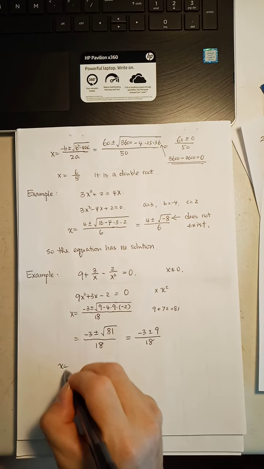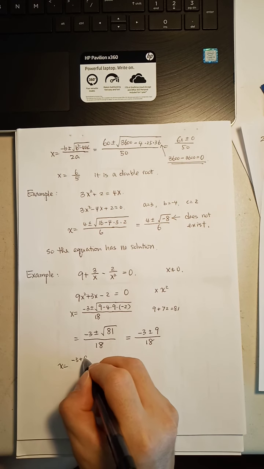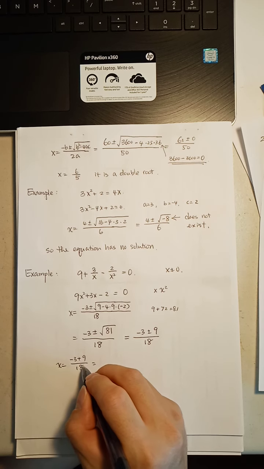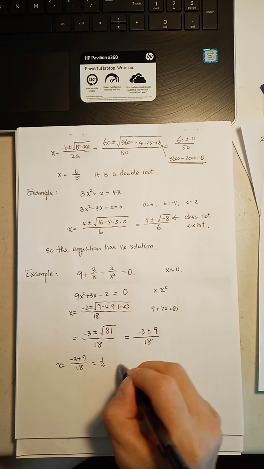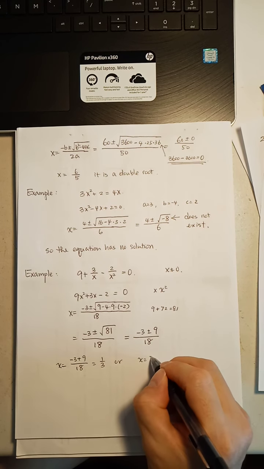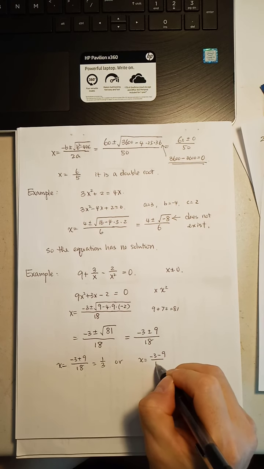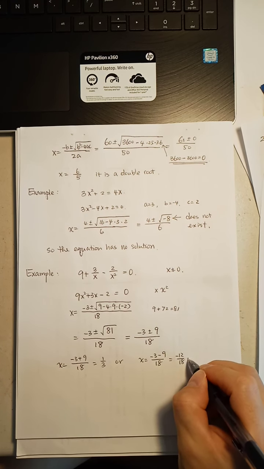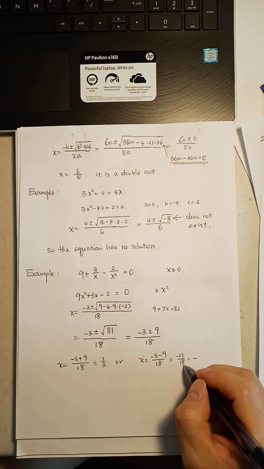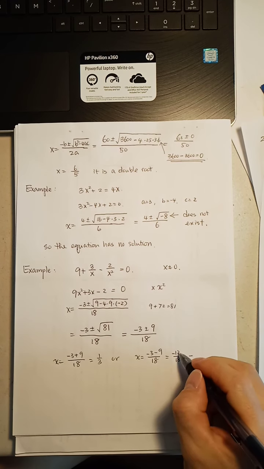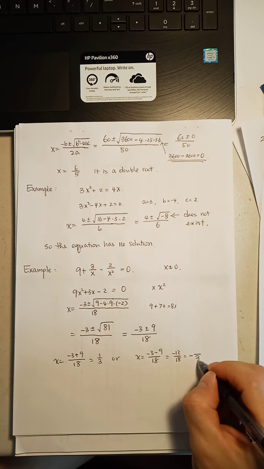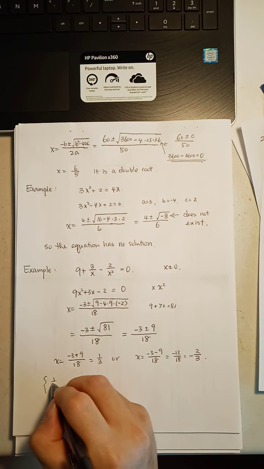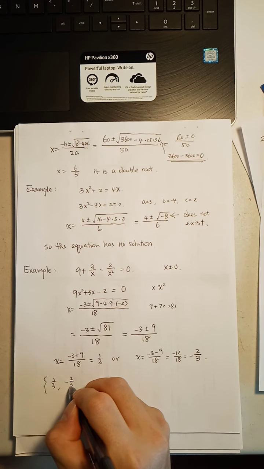So x is negative 3 plus 9 over 18. Negative 3 plus 9 is 6. 6 over 18 is 1 over 3. Or x is negative 3 minus 9 over 18. That's negative 12 over 18, which is a negative what? 6 times 2, 6 times 3, so negative 2 over 3. Sorry, negative 2 thirds. So the solution set is one third and negative two thirds.